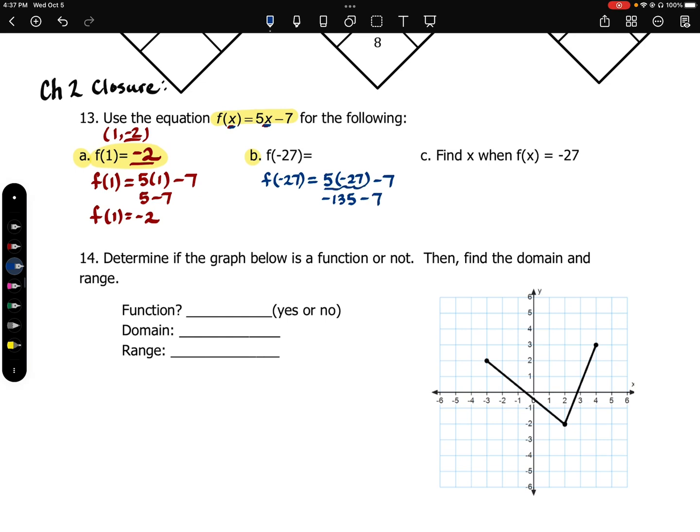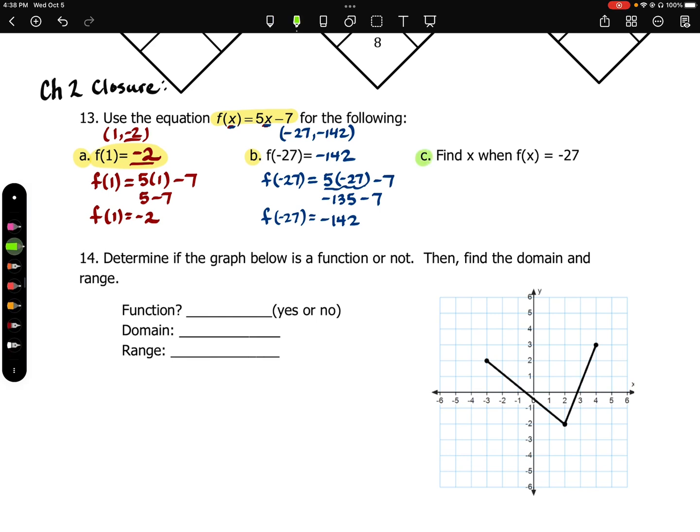So that came from this. And then we take that negative 135 minus 7, which gives us negative 142. That will be our output when we plug in negative 27. So in this case, f of negative 27 equals negative 142, right? It's like the point negative 27, comma, negative 142.